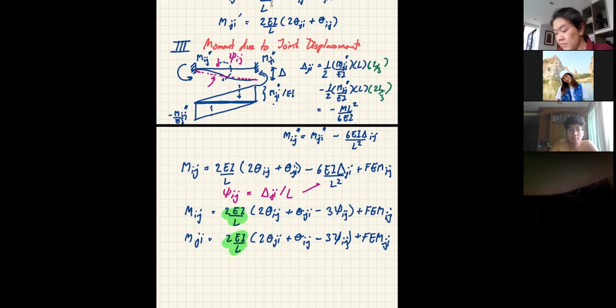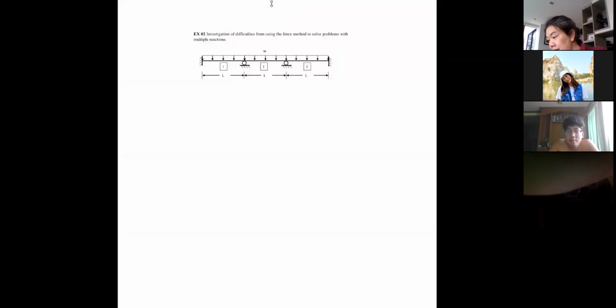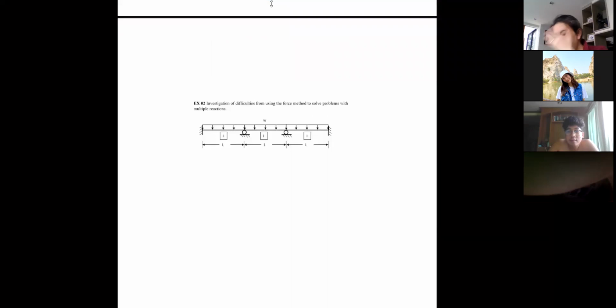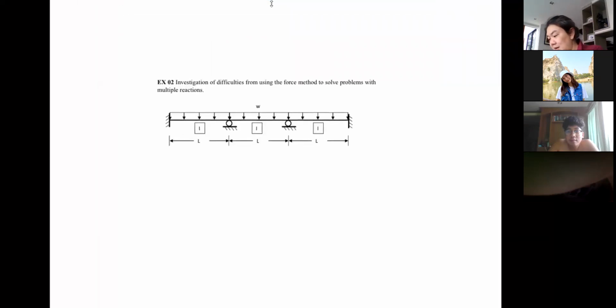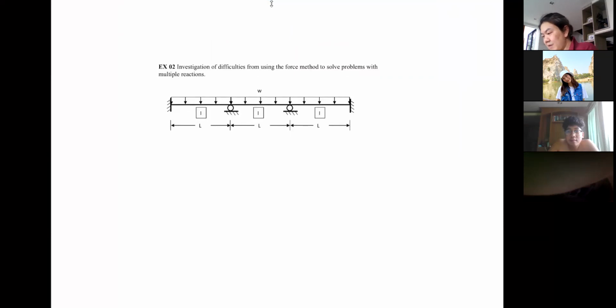Now we have the slope deflection equation. So no more to it. It's time to look at the example. I kind of demonstrated this last time, but since they are here, let's do a quick recount of the problem with the force method. Now, you know how many unknowns we're going to have here: 1, 2, 3, 4, 5, and 6, right?